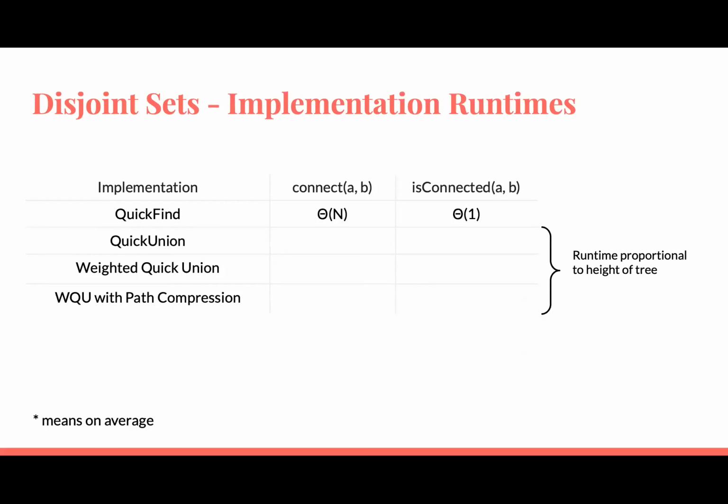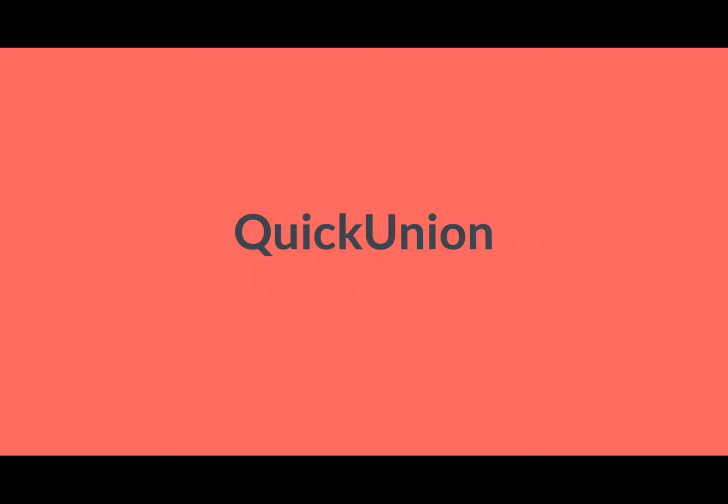So just to summarize it up, connected takes n time, and is connected takes constant time. And then for quick union, we change it up a little bit, and what we do is that now we want to build everything from a tree.